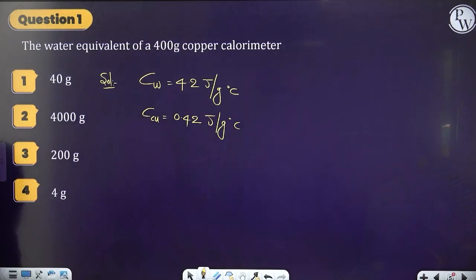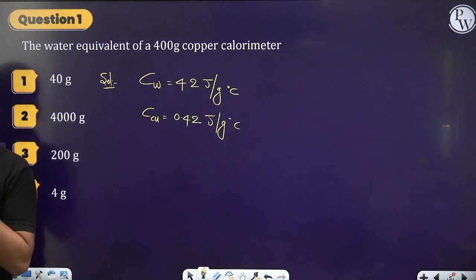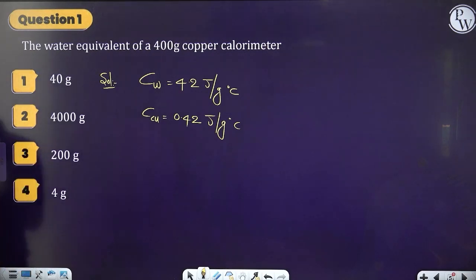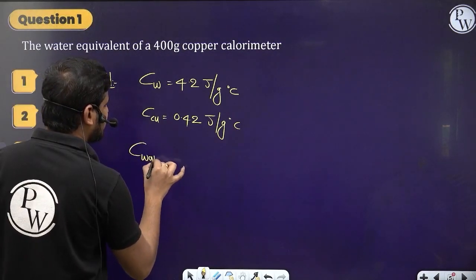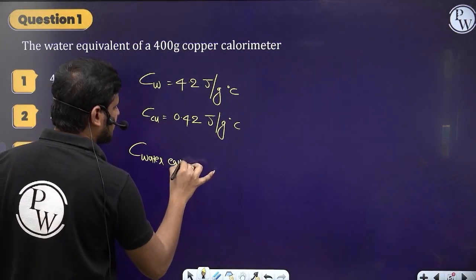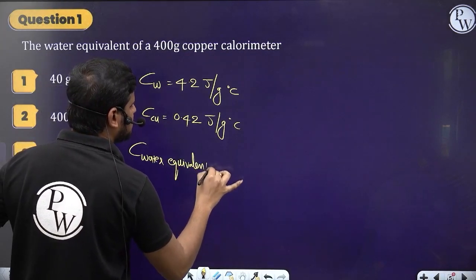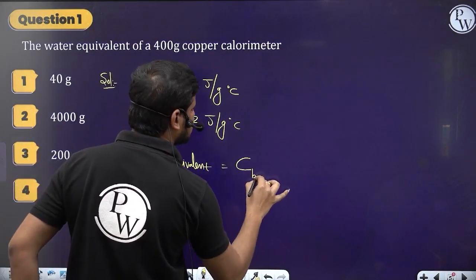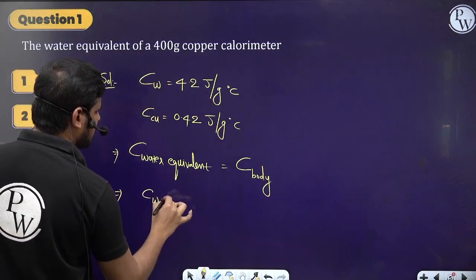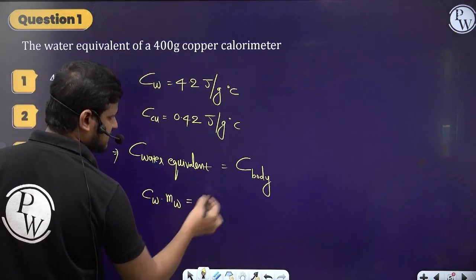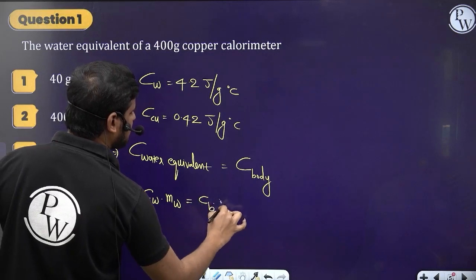Done. See, C of water equivalent is equal to C of body. That's it. You have to substitute that. The heat capacity of the water equivalent is equal to the heat capacity of the body. So what is the heat capacity of water equivalent? The C of water into the mass of water is equal to the C of the body into the mass of the body.